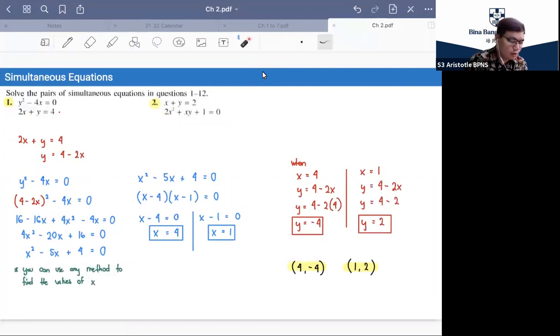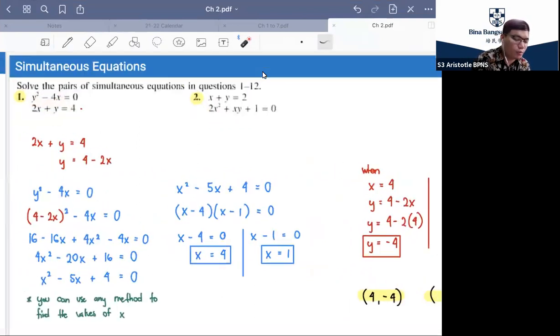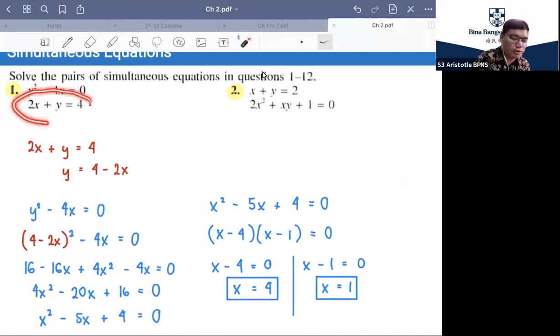Okay, so always start with the linear equation. The linear equation is the one without any square or any cube. It's just a line, so it's only x and y. All right, so we start from here, and then you make either x or y the subject of the formula. Of course, if I were you, I'll go for this one.